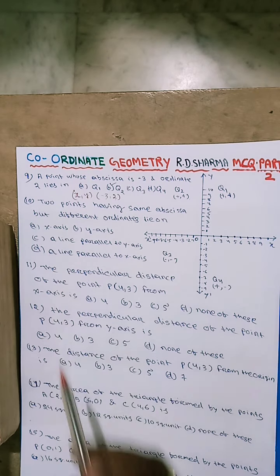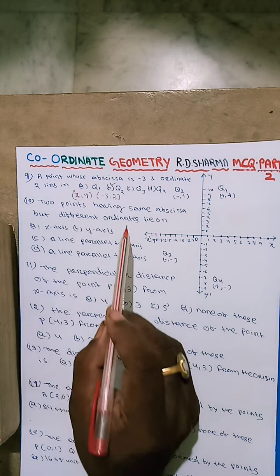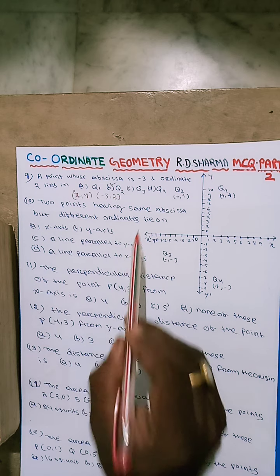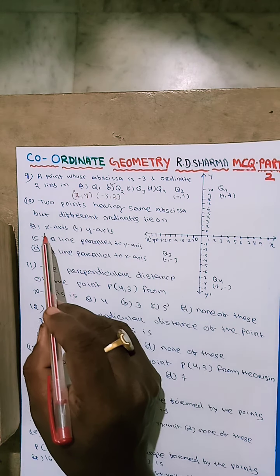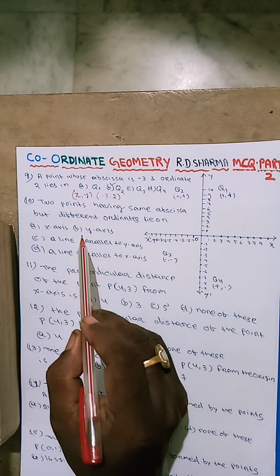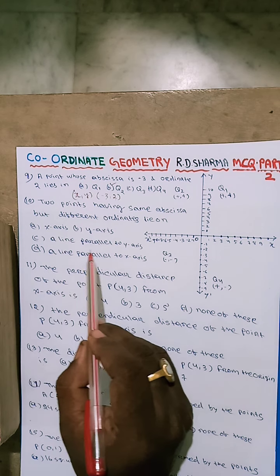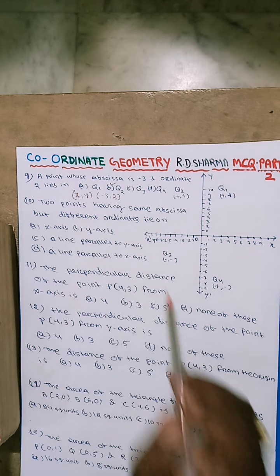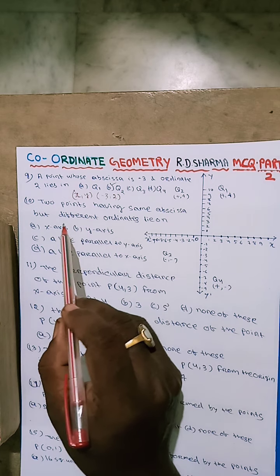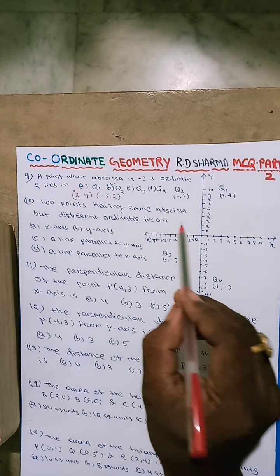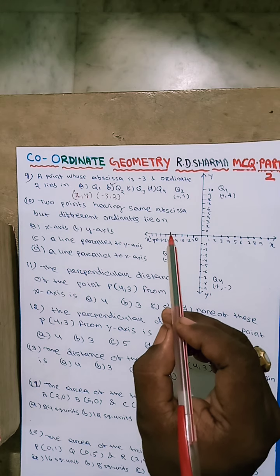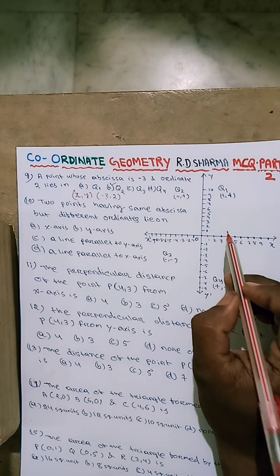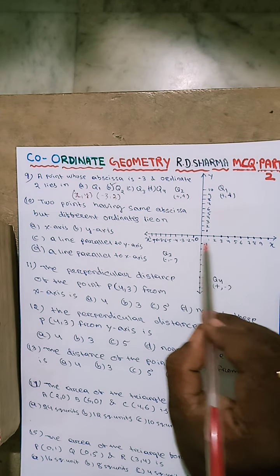In number 10, the two points having same abscissa but different ordinate lie on option A x-axis, option B y-axis, option C a line parallel to y-axis, option D a line parallel to x-axis. Mark the question: the two points having same abscissa. Same abscissa means the value of x is same and the value of y is different. Suppose, look at the diagram.